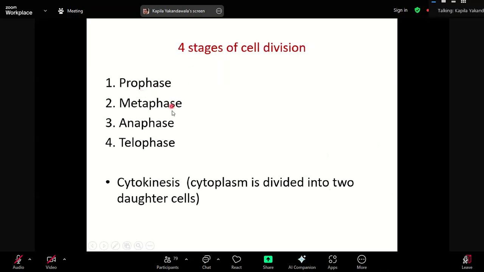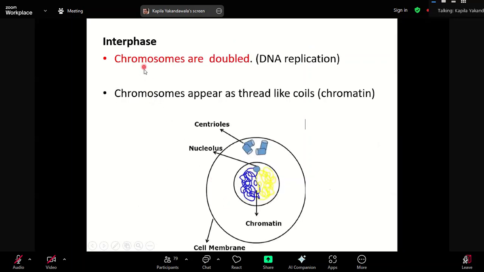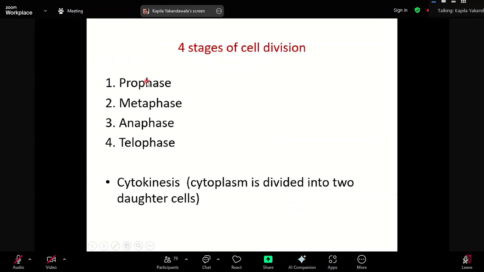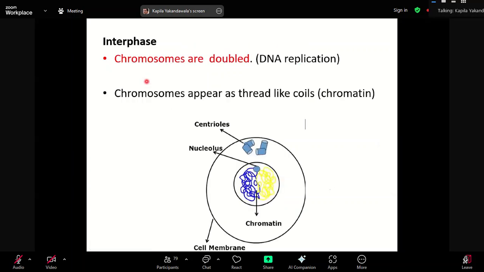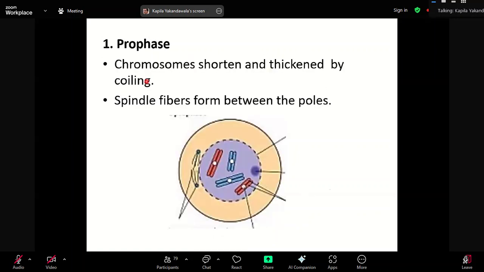So this happens over 4 phases: Prag Kalava, Yoga Kalava, Viyoga Kalava, Anta Kalava. First is called prophase. Before that, I told you the cell will undergo interphase. Chromosome doubling happens during interphase. Then the cell will go to the prophase. During the prophase, chromosomes become thickened and appear.